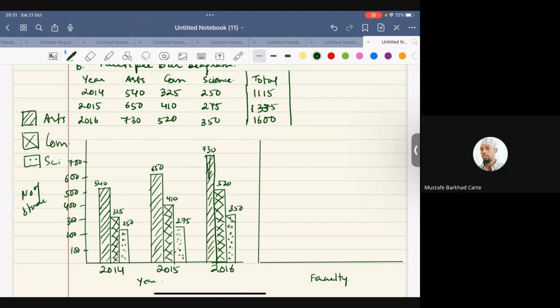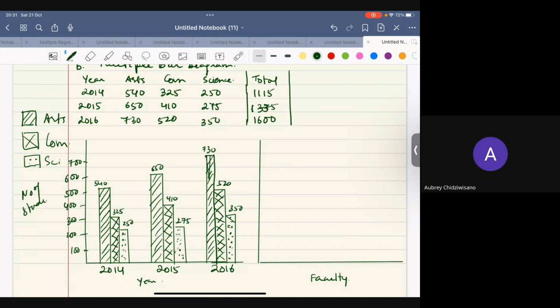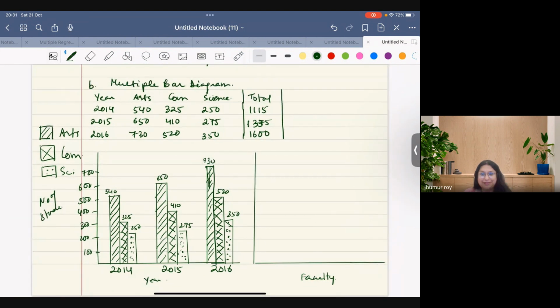Yes, it's clear about this histogram. No, this is not a histogram. This is a simple multiple bar diagram. This is not histogram at all. Histogram will be for frequency distributions that I'll come to later. We're doing multiple bar diagram, simply.